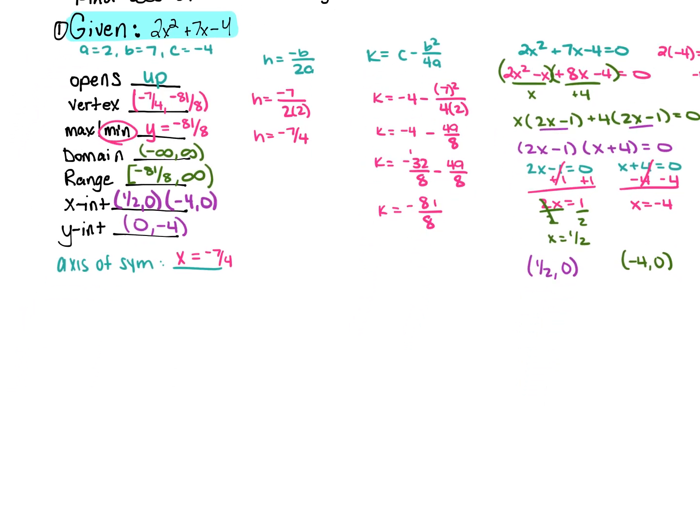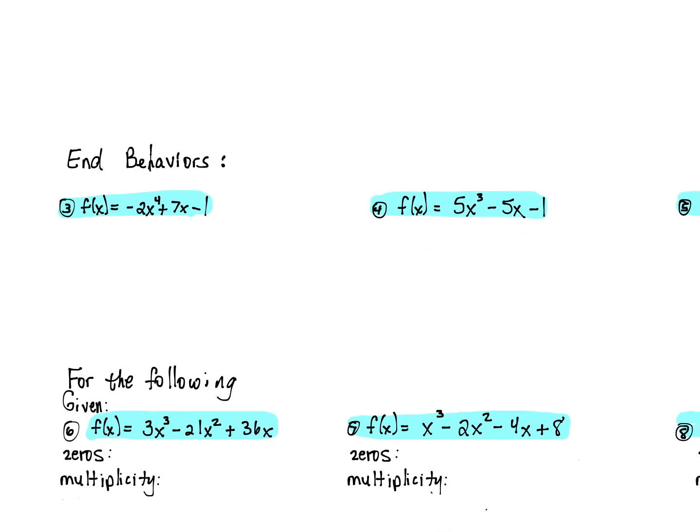For the next part, you're asked for the ending behaviors. Remember, these are the ones that are as x goes to negative infinity, y goes to where, and as x goes to positive infinity, y goes where. So the first parts of these are always going to be the same. The x goes to negative infinity, x goes to positive infinity. Then it's y goes where for both.